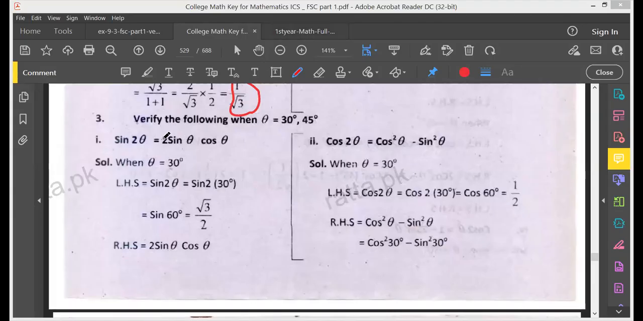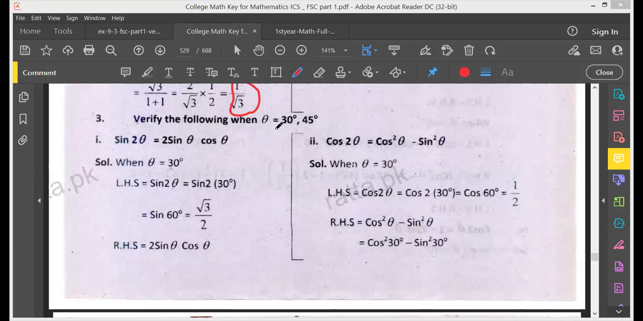After question number 2, we will discuss question number 3, verify the following. This is a simple question. We will write the value of theta first of all as 30. After simplifying this question with angle 30, we will use the same expression for angle 45.